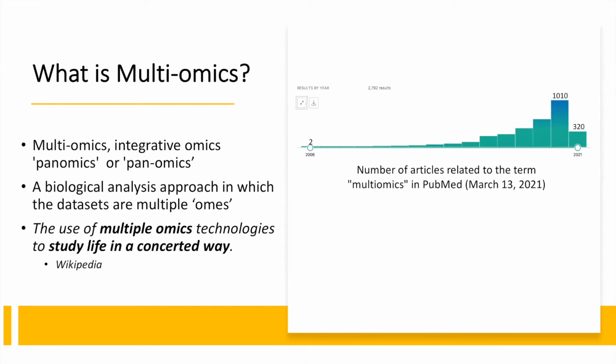This is a pretty new term in biology. I did a search for PubMed over the weekend, and you can see that there were only 2 references in PubMed for multi-omics in 2006. And last year there were over 1,000, and there have been over 300 already this year.